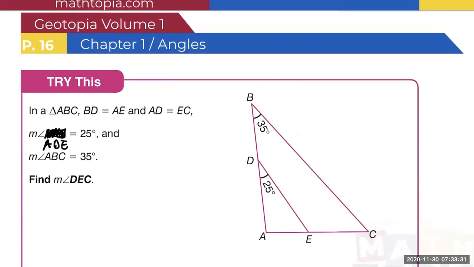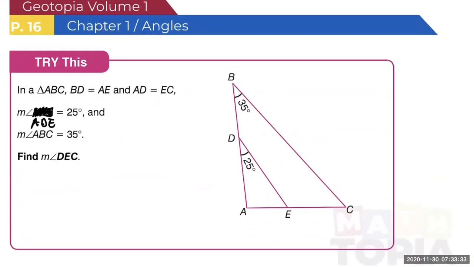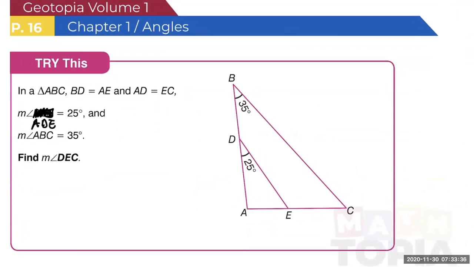Then another side problem on page 16, chapter 1. Okay, so for this problem, first we should note that there are some equal sides here. So BD is equal to AE. That means this is equal to that. AD is equal to EC. This is equal to that. So if we represent, say, BD and AE as having side length A, and then DA and EC as having side length B, we get that both of these sides of the triangle are A plus B, which means they must be the same, meaning that this is an isosceles triangle.